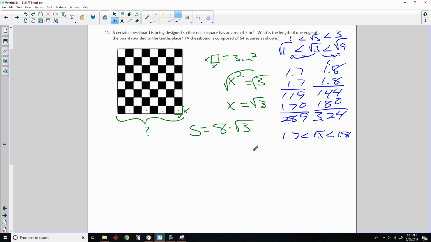So let's start low. Let's try 1.72 times 1.72. That is 2.9584, and 2.9 is less than 3. So I know that the square root of 3 is greater than 1.72. So now I'm going to try 1.73.